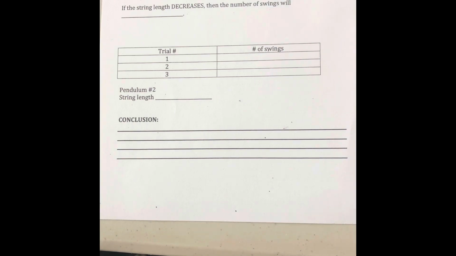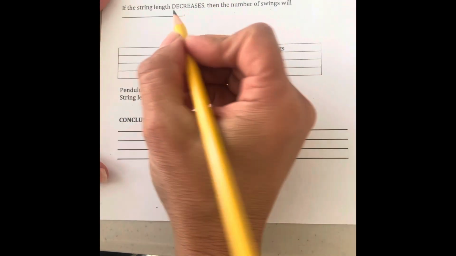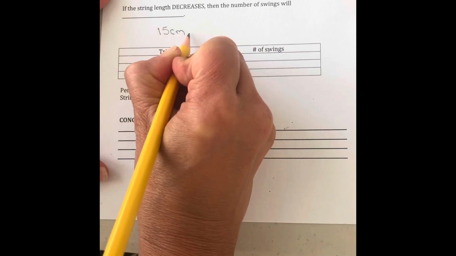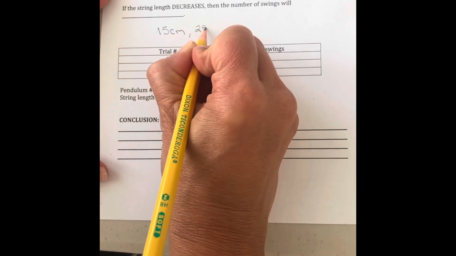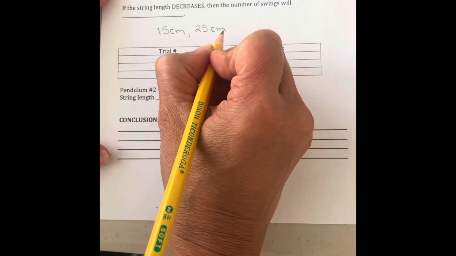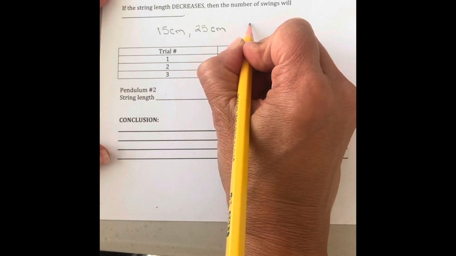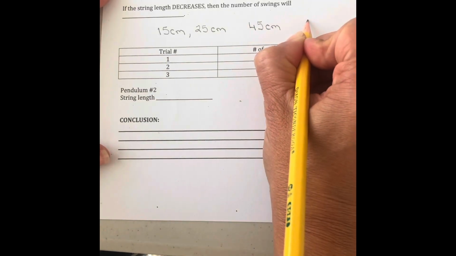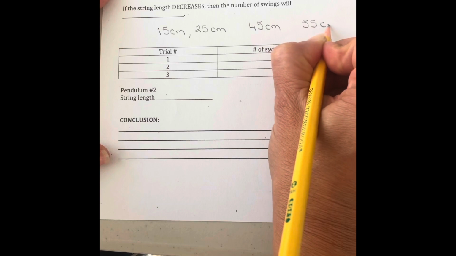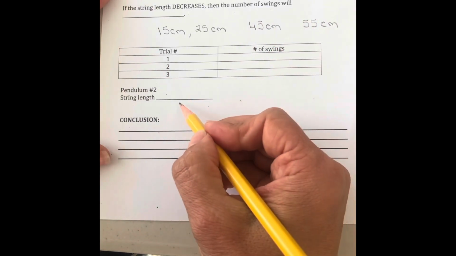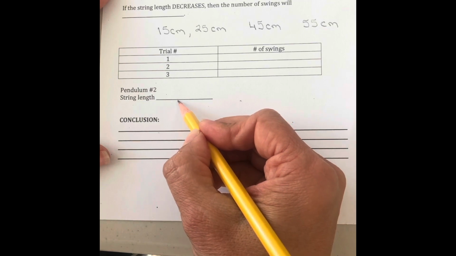I will give you 4 choices of string length. The 4 different choices are 15 centimeters or 25 centimeters, which would be string lengths that are shorter, or you can increase the length by choosing a length of 45 centimeters or 55 centimeters. Go ahead and choose the length and fill that number in here.